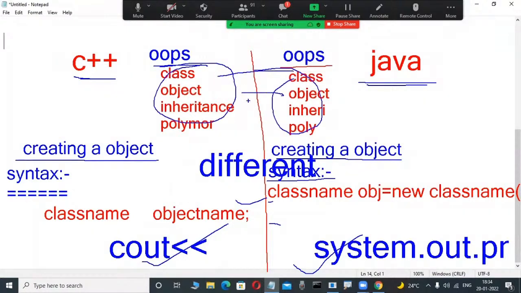What is a class? What is an object? What is inheritance? What is polymorphism? Same. But syntactically totally different. Why? Because those are two different languages, two different products from totally different companies. That's why functions are different and the syntax is also different.